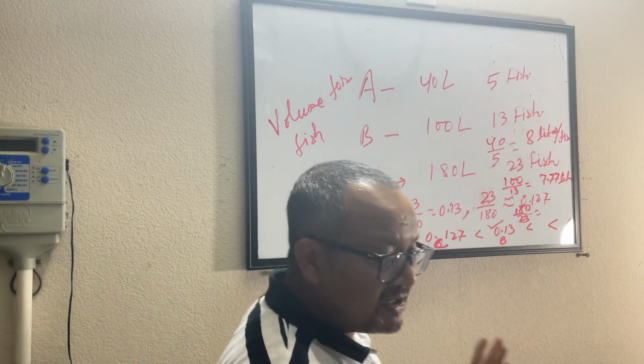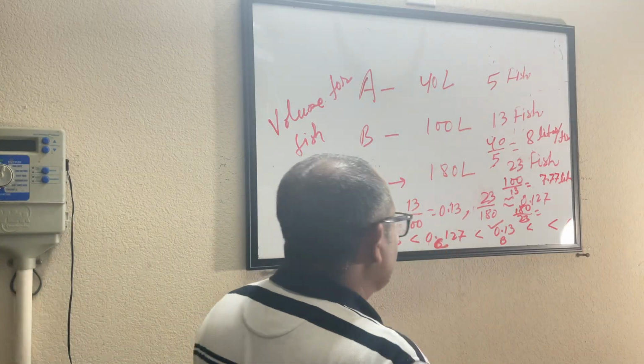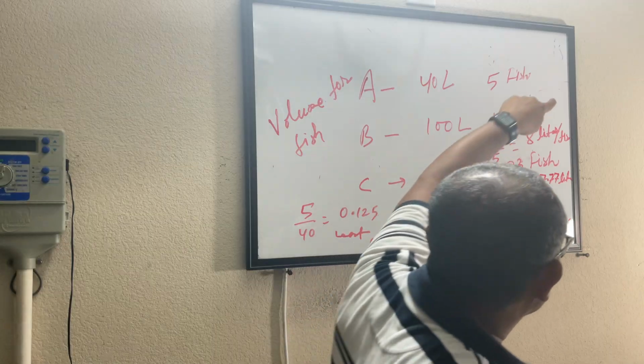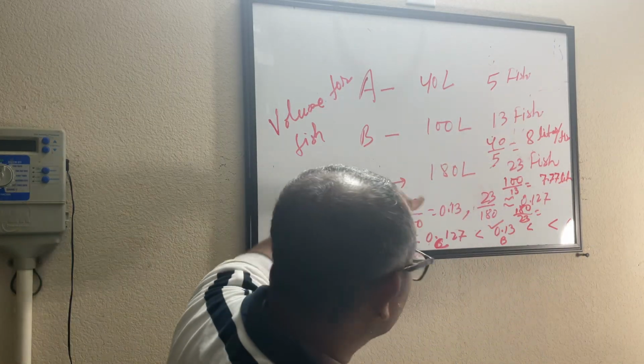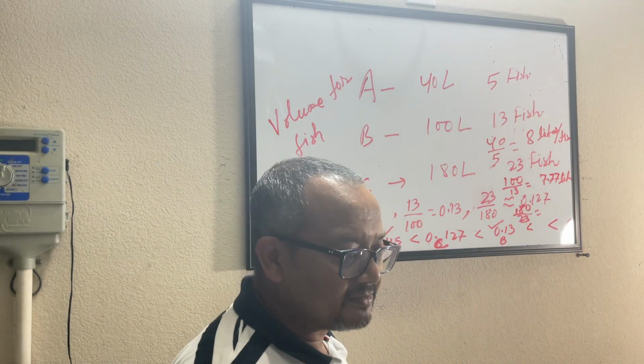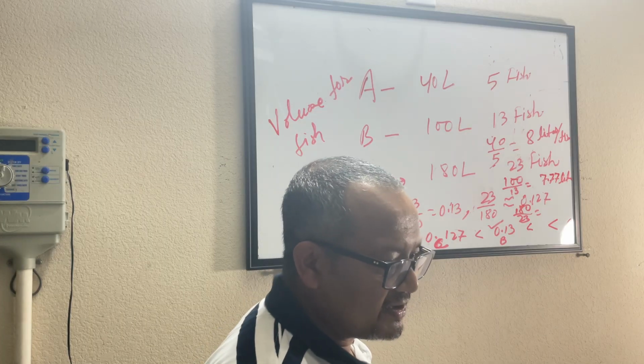The question was, from this one, what is the mistake she made? She had to find out liters per fish, she found fish per liter. Yeah? That's the mistake.